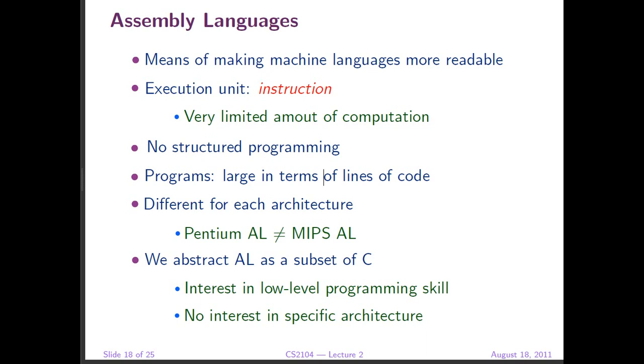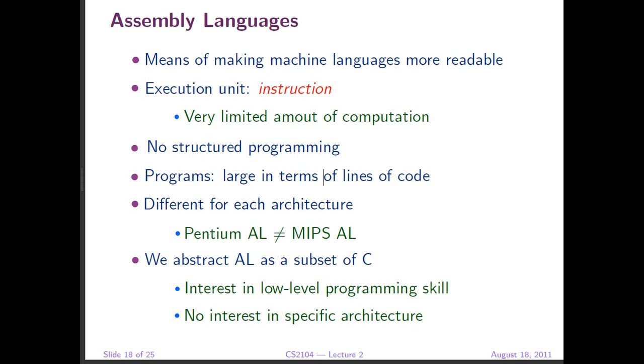Programs are large in terms of lines of code, but every line of code will only take a few bytes of machine code. Like a 20,000 lines assembly language program, which in terms of programming effort would be very large, in fact would produce only 50 to 60 K of code, which by today's executable sizes is very small. They're different for every architecture. So the Pentium assembly language is different from the MIPS assembly language.